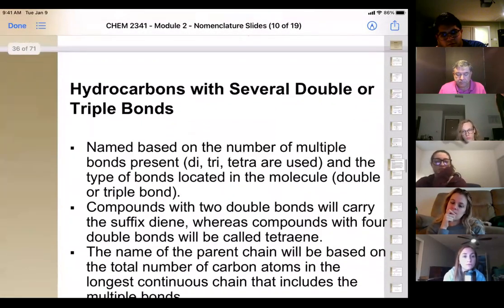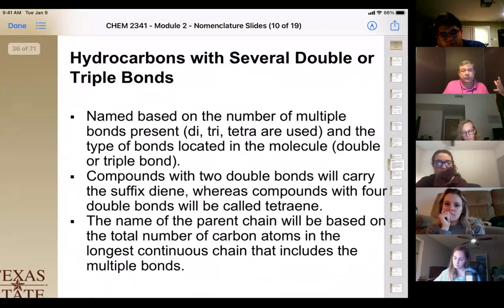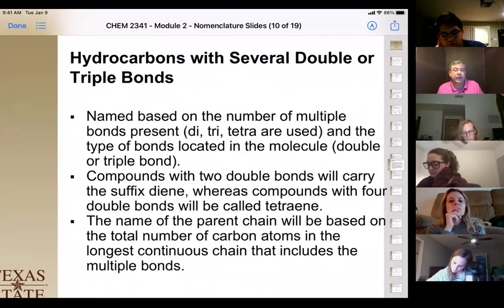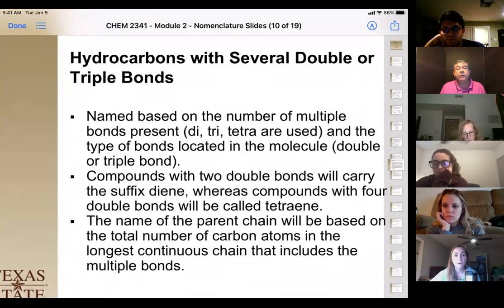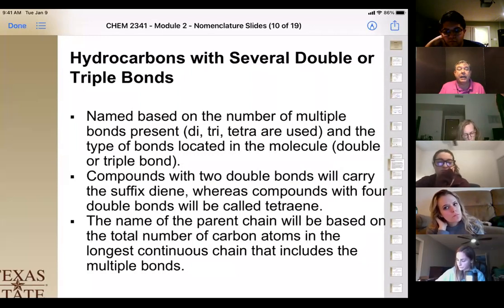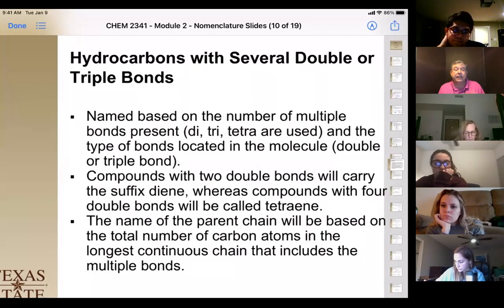Okay, so now what if you have multiple double or triple bonds? Well, that's fine. Anytime you have multiple things of the same group, just like 3 methyl groups can be trimethyl, if you have multiple of the same bonds, you can call them di, tri, tetra, as many as you have. So, for example, a compound with 2 double bonds will carry the suffix -diene. Di for 2 of them, ene for being a double bond. If you had 2 alkynes in the same main chain, you would have a -diyne. So you can do that as many times as you want. 4 of them would be a tetraene. 5 of them would be a pentaene.